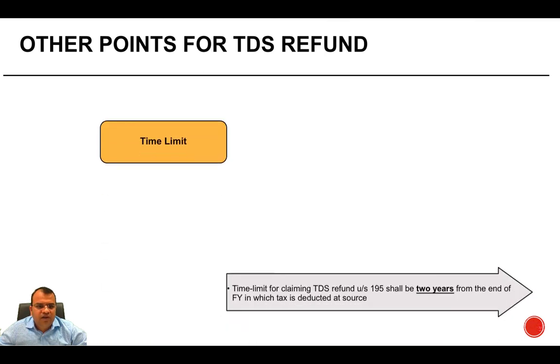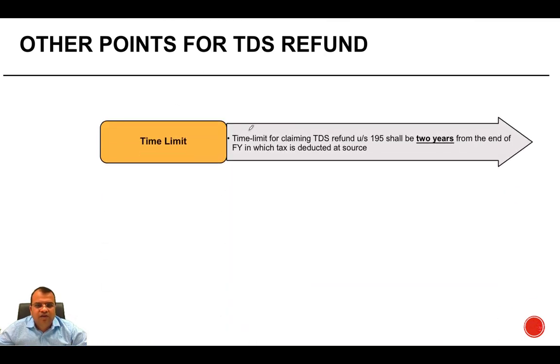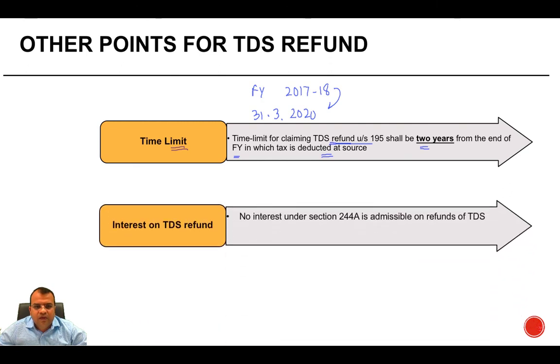Some of the other points that are worth knowing in respect of TDS refunds are as under. The time limit for filing TDS refund under section 195 shall be 2 years from the end of the financial year in which the tax is deducted at source. So if you deduct tax at source during financial year 2017-18, you can file the application for refund until 31/3/2020, 2 years from the end of the financial year. There is no interest which will be allowed to you under section 244A for refunds of TDS.